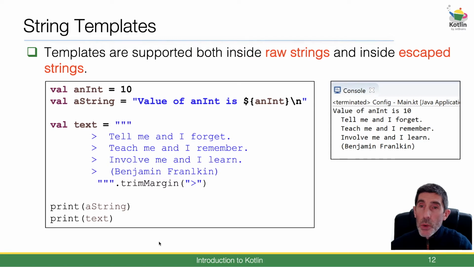Another little example with regards to our string templates. Templates are supported both inside raw strings and inside escape strings. So for a simple example, we're saying val anInt is assigned a value of 10, and val aString is assigned a value of "anInt is", then $ curly brackets anInt, with the escape \n. We could also have something like val text and do all the rest of it again. We can print out text there as well. So we can mix and match there if we wish.